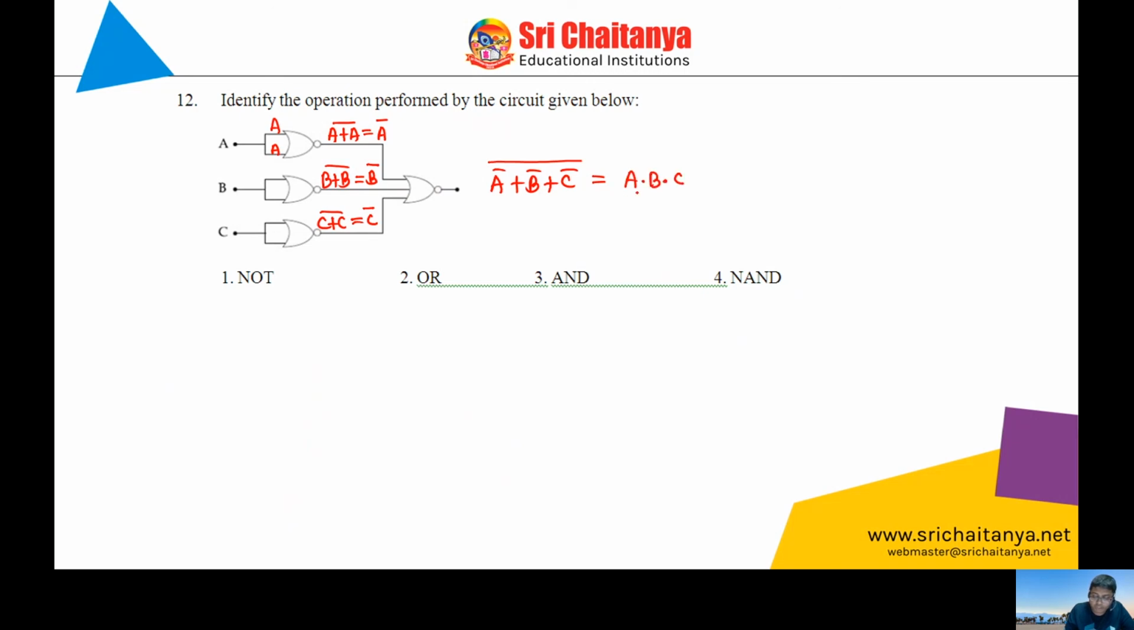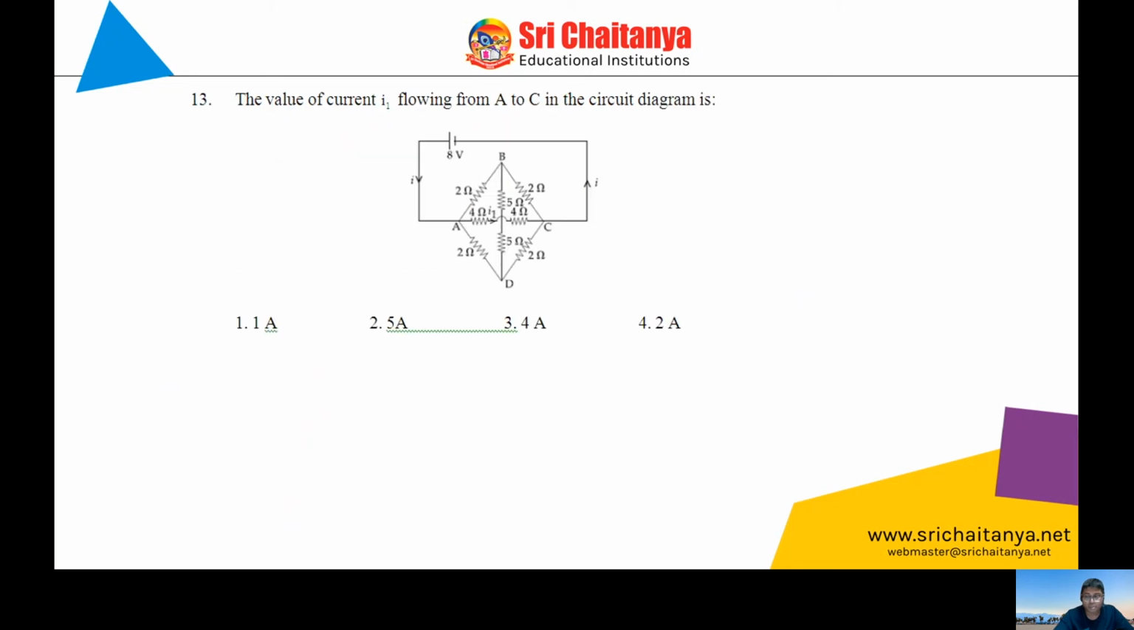So this A dot B dot C, what does the logic say? The logic says that if all these inputs A, B, and C are equal to 1, then only the output signal will be equal to 1. So this definitely is the logic for an AND gate. So the answer would be the AND gate, option 3. So that is question number 12, and now let's move on to question number 13.